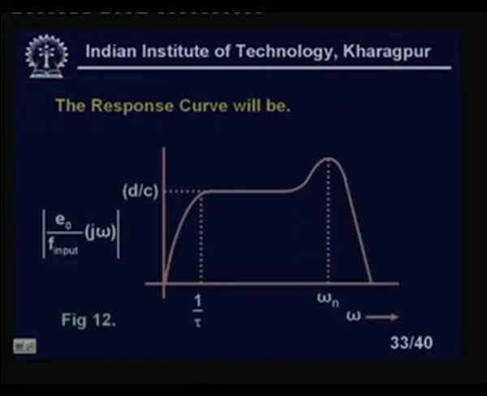The response curve will look like this: the output voltage divided by the input force. This is the highest point, D/C, and we are plotting omega here. It is almost a band pass characteristic, with a certain hump, because at the natural frequency there will be some hump at resonance. After that it is falling down. At 1/tau, I am getting the output, the magnitude of the output voltage divided by the force in the j omega domain, will be D/C. So, this is the response of the piezoelectric crystal.